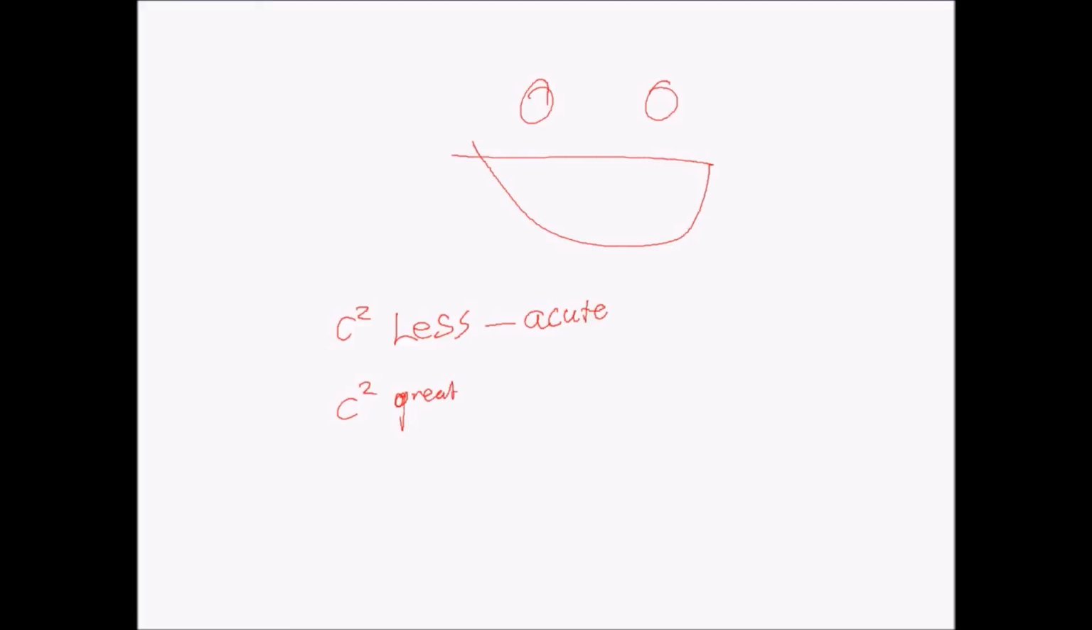So give your homework a try, knowing those three things. If c squared is less than, it's acute. If c squared is greater than, you have obtuse. And if c squared is equal to, you have a right triangle.